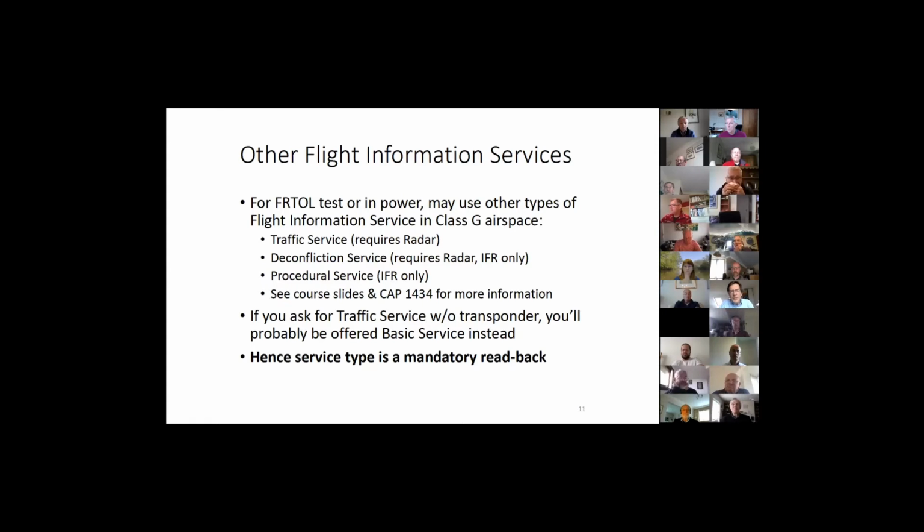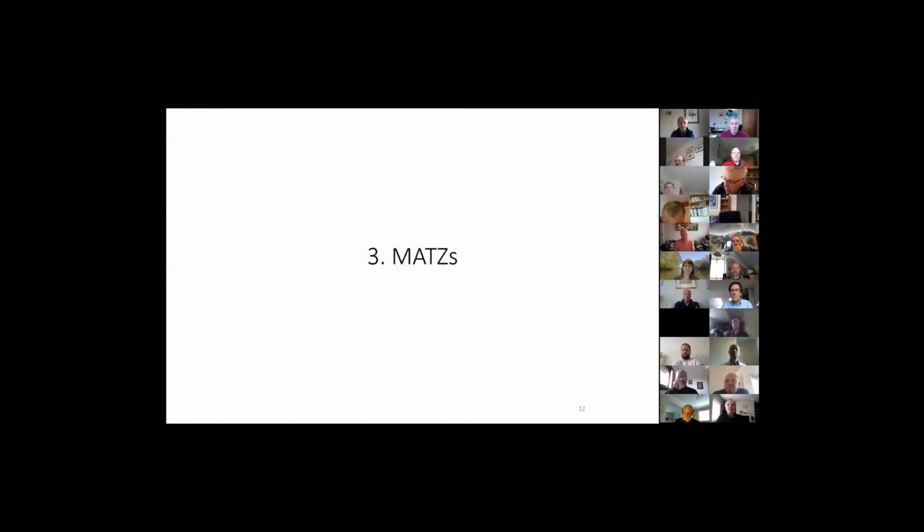If you do ask for a different kind of service, for instance, you ask for a traffic service and you don't have a transponder, you'll probably be offered a basic service instead. And for this and other reasons, service type is a mandatory readback. You must read back the type of service that you believe you have from the controller to make sure that you and the controller agree.